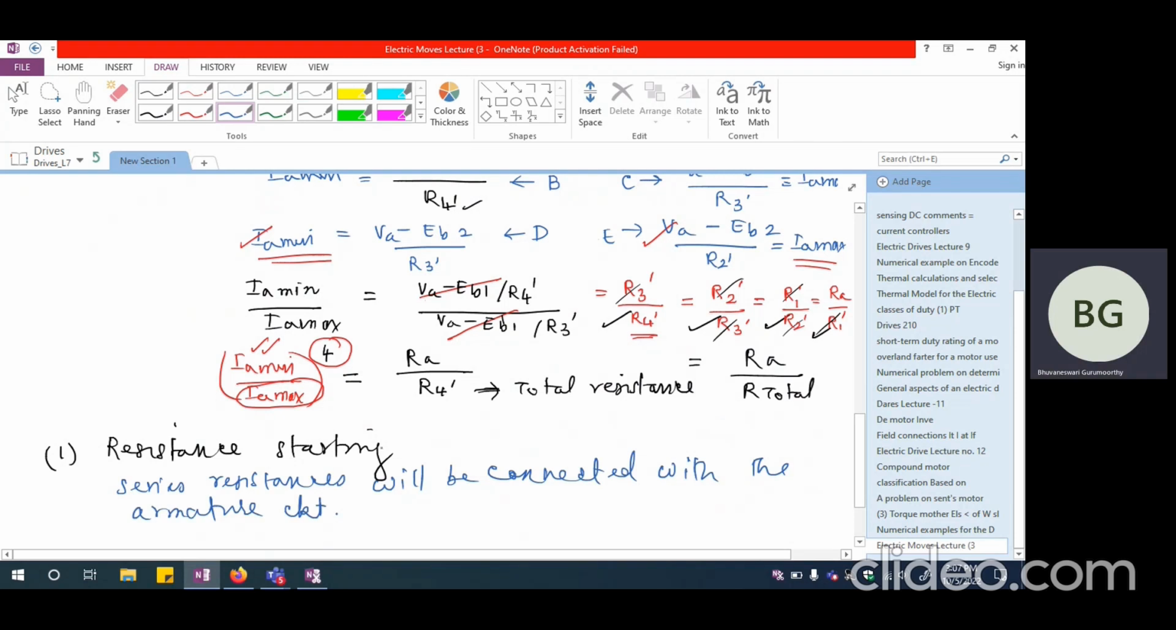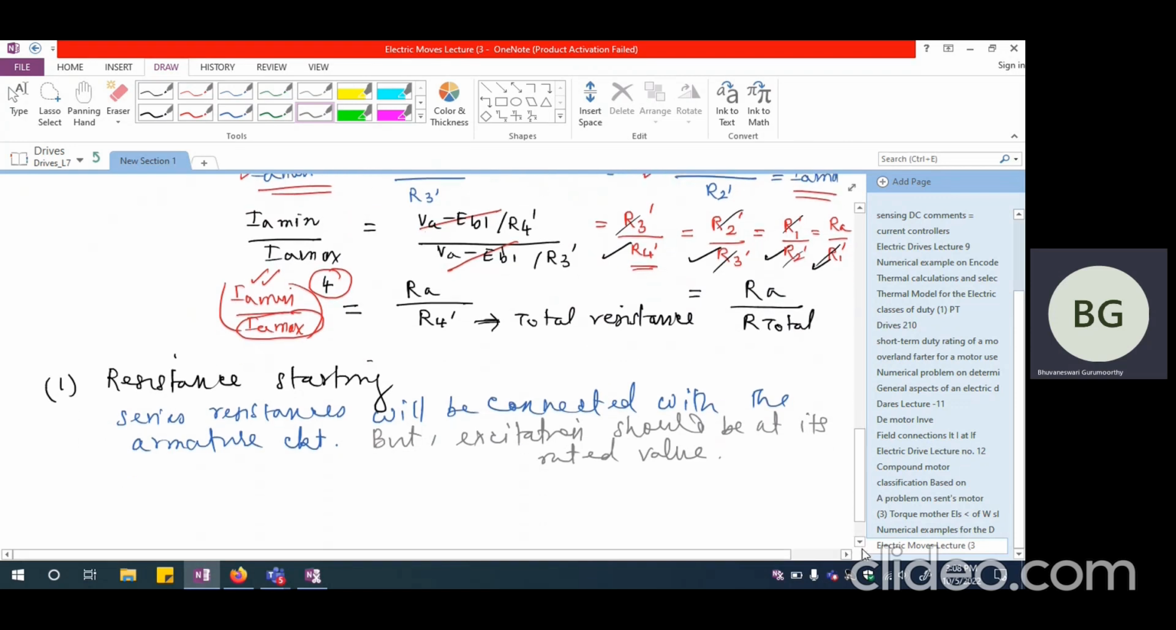So the back EMF will build up and correspondingly the current will be automatically limited by the virtue of the back EMF increasing. So that is the reason why you would be able to cut off the resistances as the back EMF increases along with the speed. But excitation should be at its rated value. So you should have the excitation at its rated value. That is important. So this is specifically how the resistance starting works.